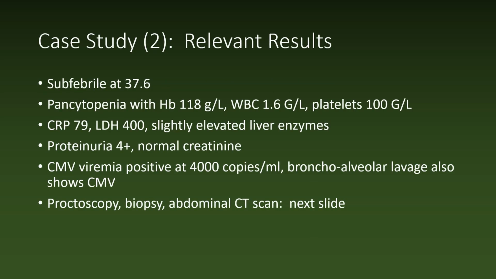He was subfebrile, had pancytopenia with a hemoglobin of 118, white blood cells 1.6, platelets 100. The CRP was elevated, as was the LDH and also the liver enzymes. He had 4+ proteinuria with a normal creatinine. The CMV viremia was positive at 4,000 copies per ml, and a bronchoalveolar lavage also showed CMV. The results of the proctoscopy, the biopsy, and the abdominal CT scan are shown on the next slide.